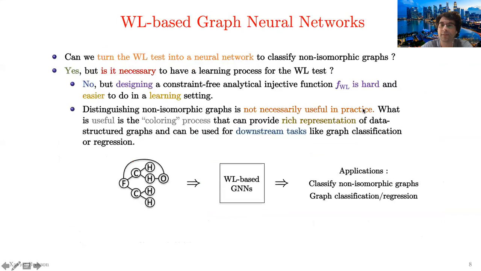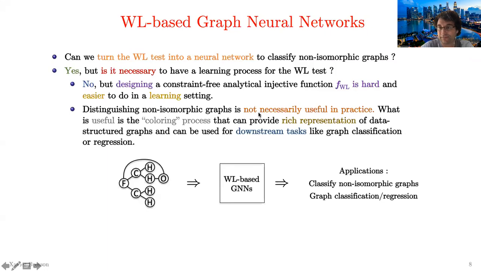So, can we design graph neural networks based on the WL test? The answer is yes, but you may ask, the process looks quite simple, quite deterministic, so why do we need a learning process? Do we actually need a learning process to implement the WL test? The answer is that we don't need a graph neural network to do that. It's just easier to design this coloring process, this coloring function, in a learning setting.